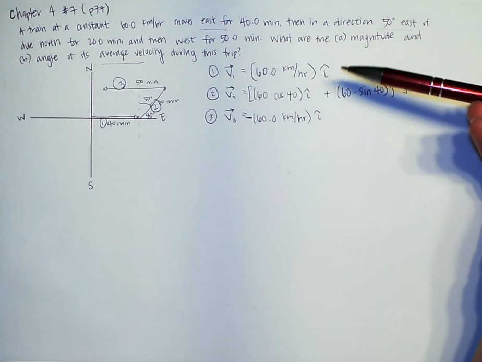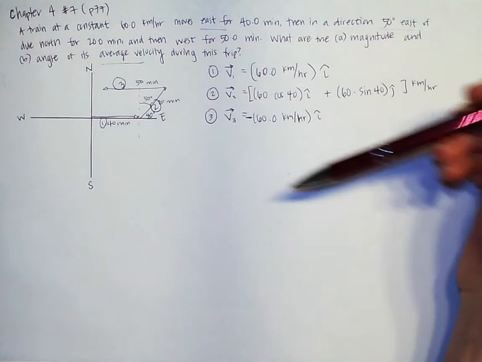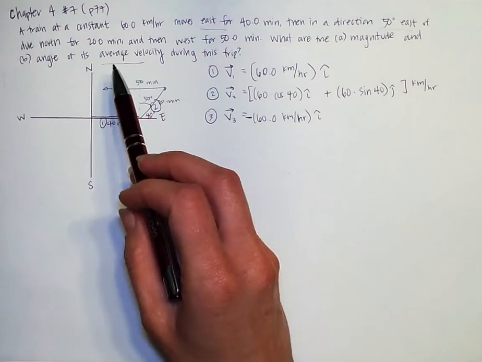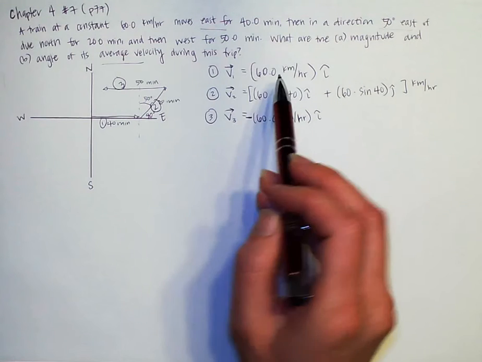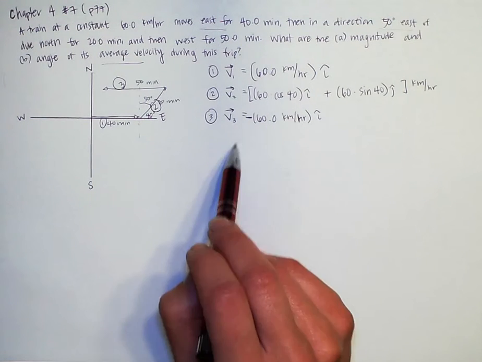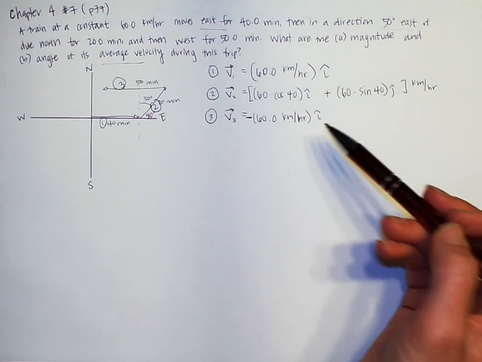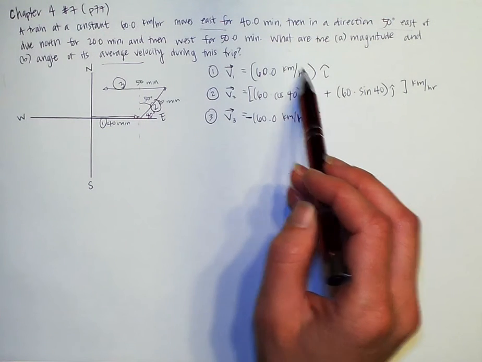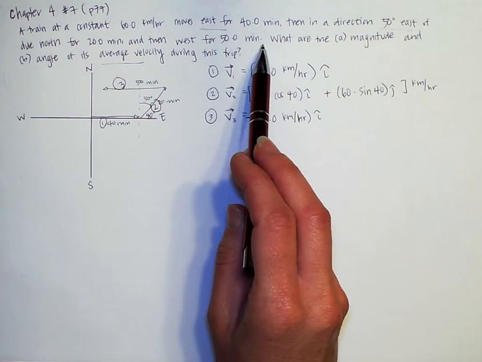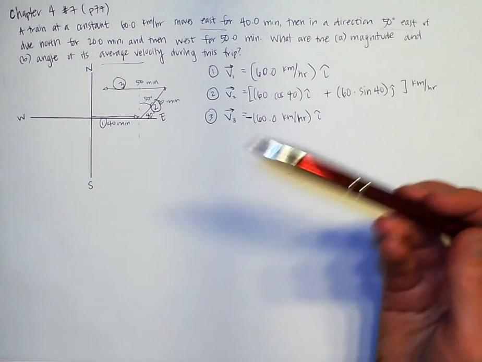Now, what we can notice here is that if we just try to add up all of these vectors to figure out our average velocity, that would not work well, because if I add segment 1 and segment 3, 60 plus negative 60 would equal 0. But we know that this part is traveling for only 40 minutes, whereas this part is traveling for 50 minutes, so that shouldn't equal 0.